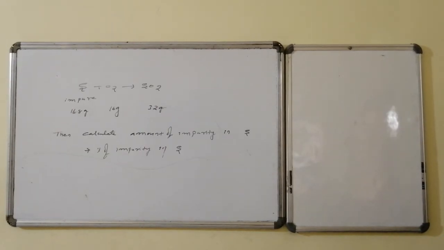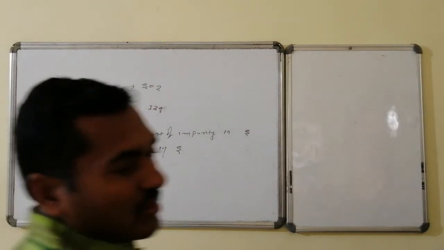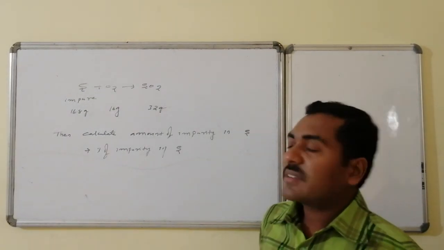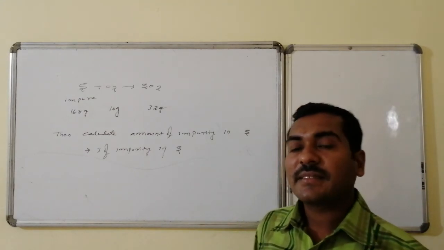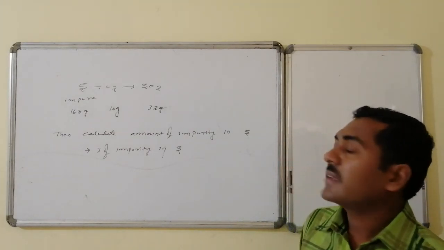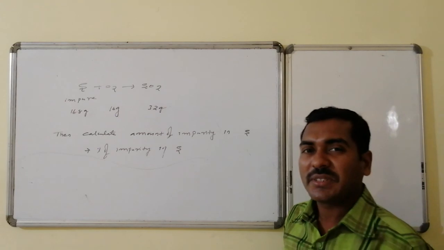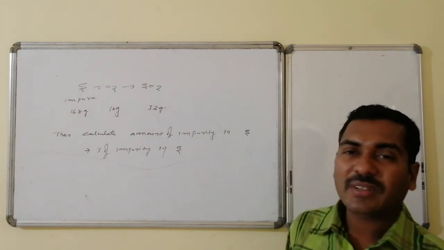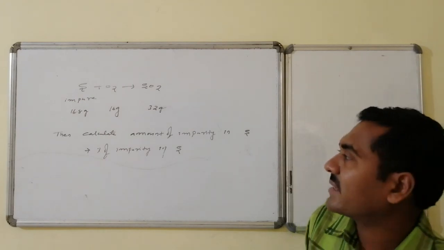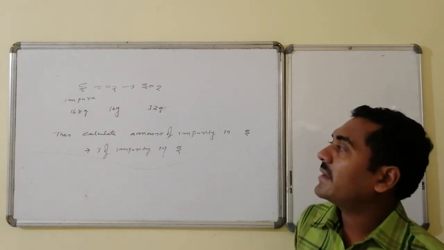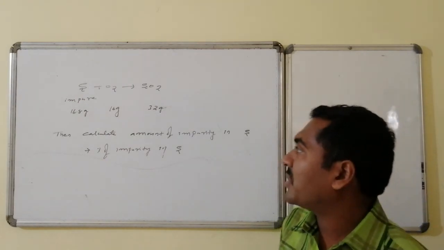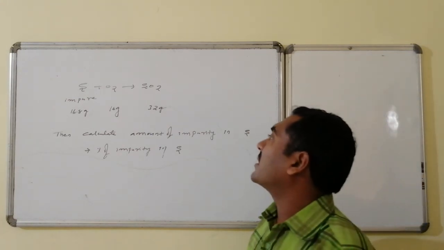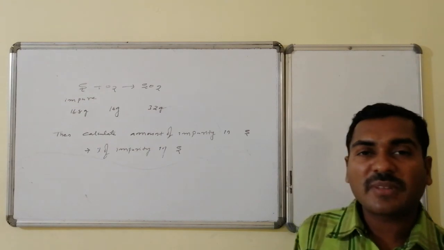A homework question for everybody on percentage of purity. Sulfur plus oxygen combines and forms sulfur dioxide. Here I am having impure sulfur because it is not pure. Impure sulfur followed by pure oxygen leads to the formation of sulfur dioxide. 16.8 grams of impure sulfur is allowed to combine with 16 grams of pure oxygen. That leads to the formation of 32 grams of sulfur dioxide.